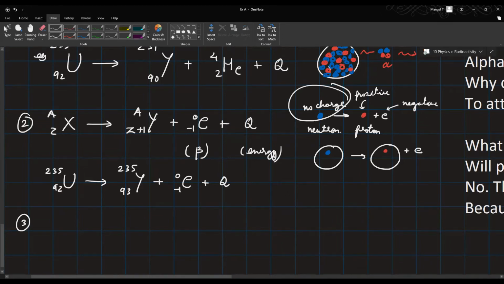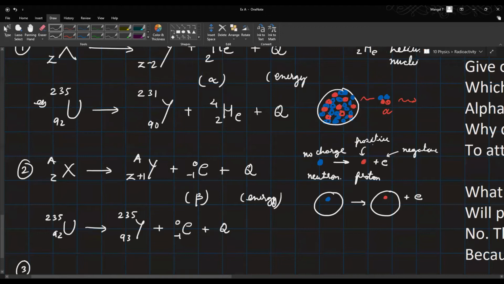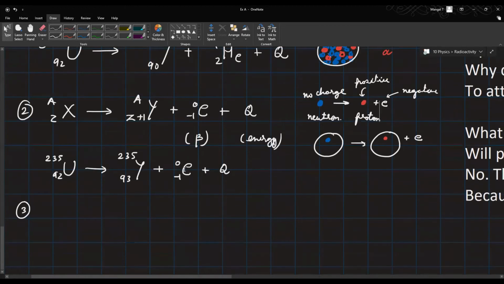So what was the charge before? No charge. What is the charge afterward? No charge, because positive and negative will cancel each other, right? Yes, sir. That's what happens inside the nucleus. So when a beta particle is given out, there is an emission of an electron from the nucleus, and inside the nucleus there will be one proton more now. That's why it is Z plus 1. Okay.